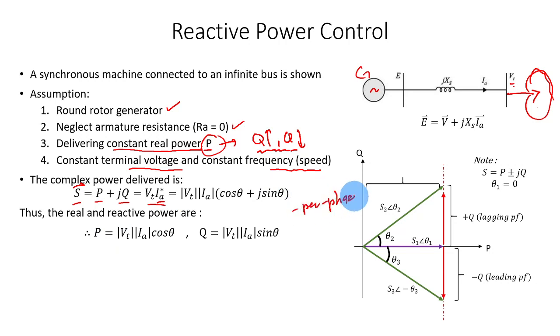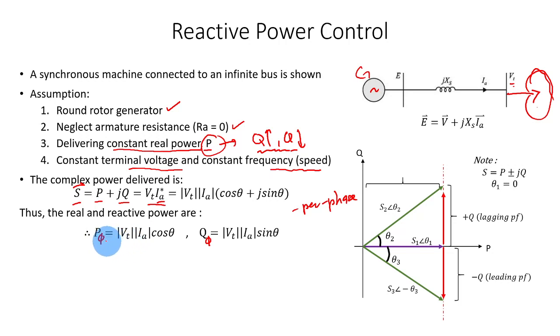Per phase. Okay, so for the per phase, as I said, single phase or per phase, it's the same thing. So the per phase real power is negative power delivered or absorbed. Okay, because the real power is always being delivered. The generator cannot absorb real power unless it's a reverse power condition, but we're not going to discuss that.